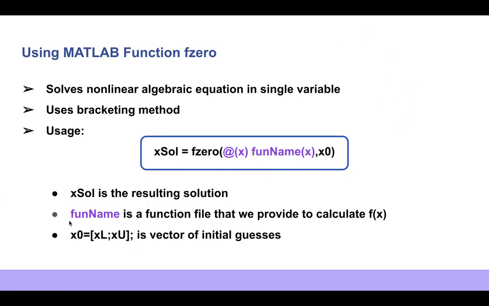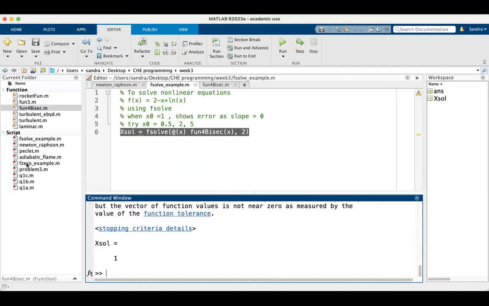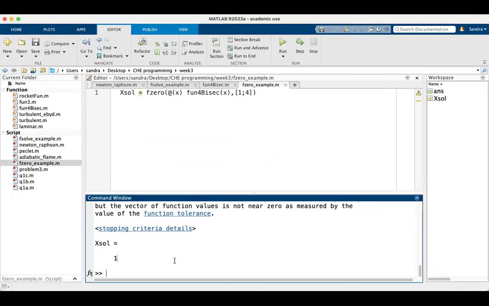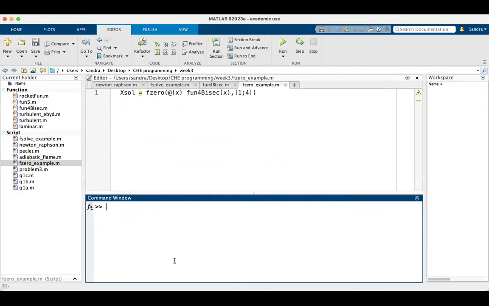So x is the resulting solution. fun is a function file that we provide to calculate f of x, and x0 is basically the bracket. That has an xl, the lower limit of x, and xu, the upper limit of x. This is the vector for initial guesses. Okay, so let me try to solve this question. The same question, we'll try to solve it with fzero.